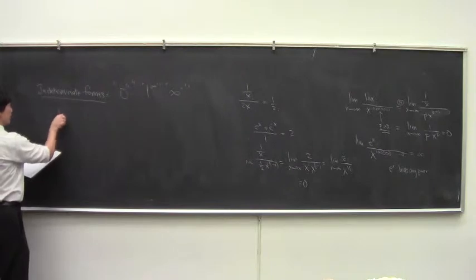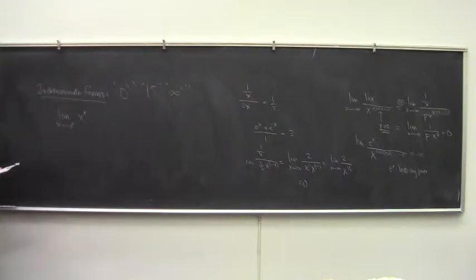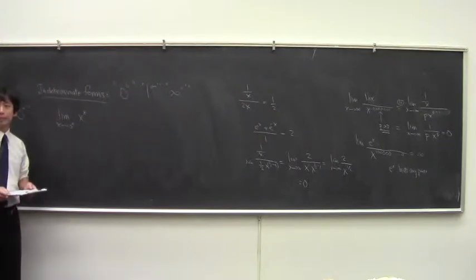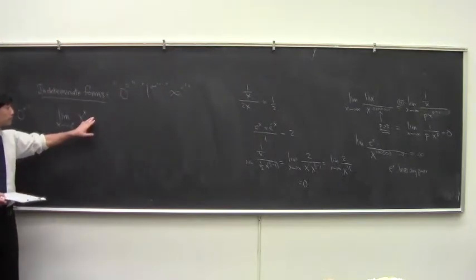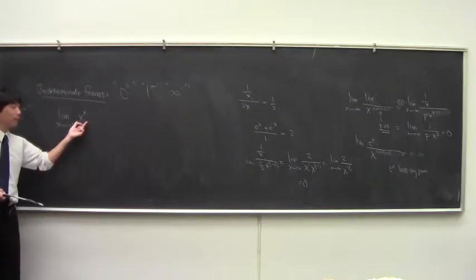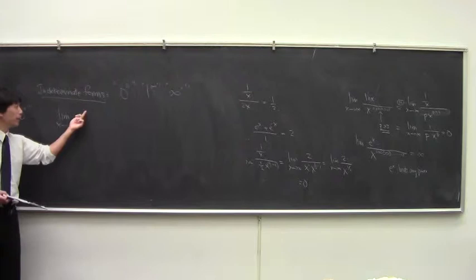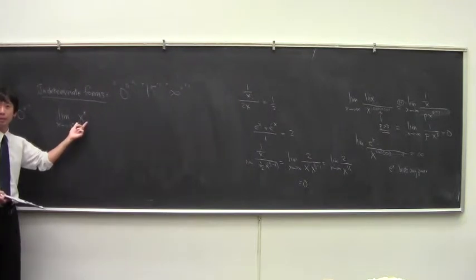Okay, so here's the first example. The limit of x to the x as x goes to 0 from the positive side. Okay, so this is something like a 0 to the 0 form. So x is going to 0, right? And you think like this: what would happen if we took the limit of the base first? If we let the base go to 0 first, and then the power go to 0, what would the limit be? If we start off, we let this x go to 0 first. What's our answer?